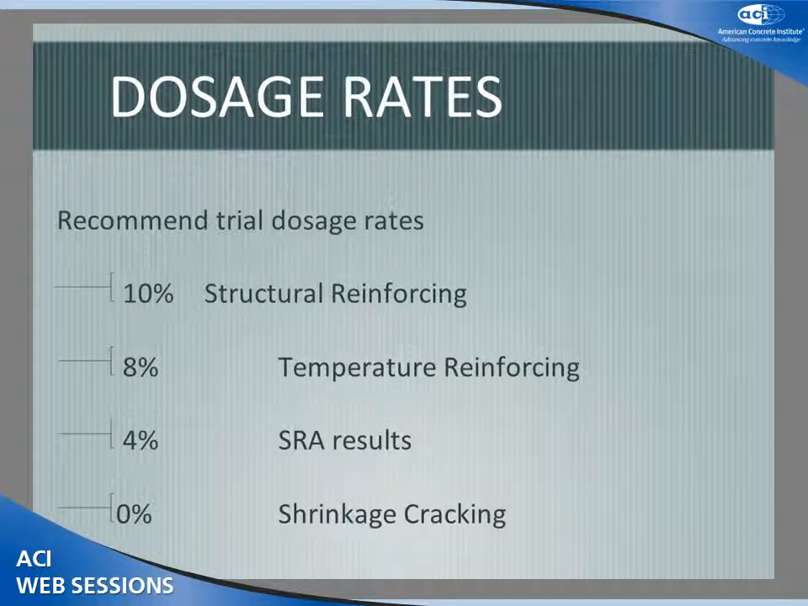Now, here are some of the dosage rates that we can see. Within the standard in ACI 223, from 8 to 10% for structural reinforcing and temperature reinforcing. These are the normal dosage rates, again, 8 to 10%. Depending on the amount of structural reinforcing that might be required, it could be from 3 to 4% for partial shrinkage control. On projects where there's a shrinkage limitation specified, obviously laboratory tests can be performed to determine that.